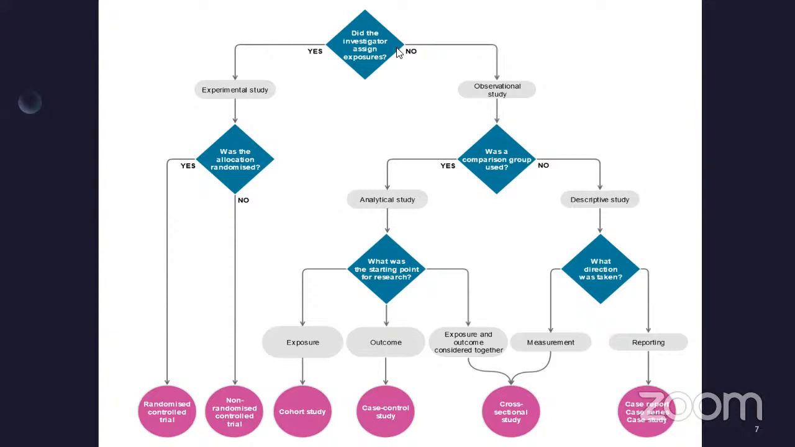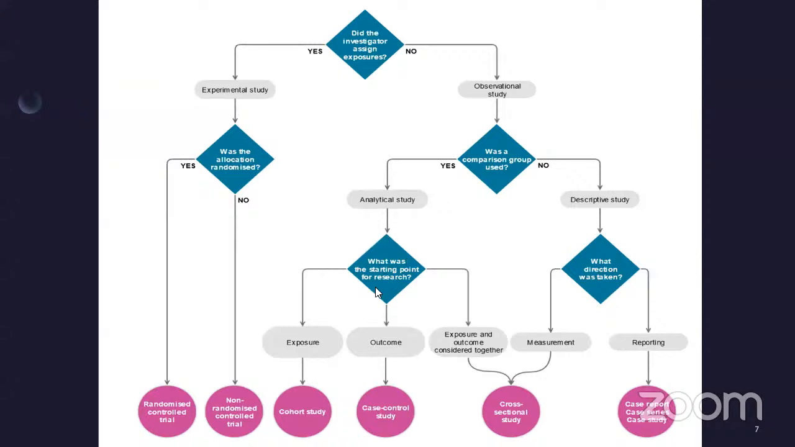Now, going on to the other arm, did the investigator assign an exposure? No, he did not. So we call it an observational study, right? We are just going to observe. Was a comparison group used? If we used a comparison group, we call it analytical study.